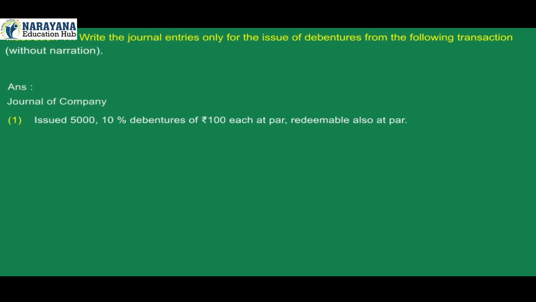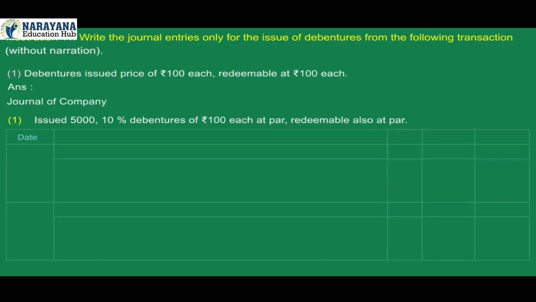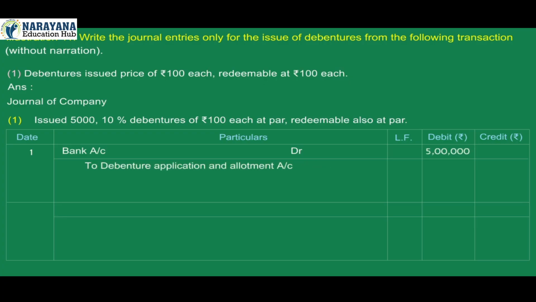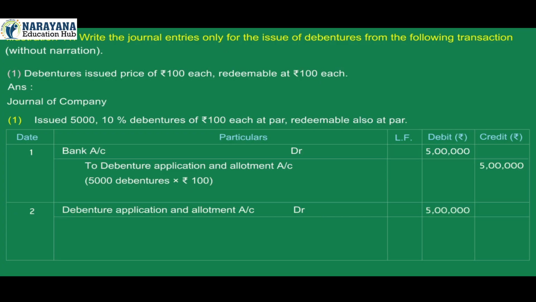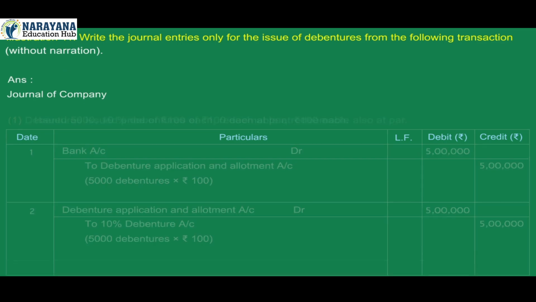Answer. Journal of Company. 1. Debentures issued at the price of ₹100 each, redeemable at ₹100 each. Date, particulars, ledger folio number, debit, credit. 1. Bank account debit, 5 lakh, to debenture application and allotment account credit, 5 lakh, 5,000 debentures into ₹100. 2. Debenture application and allotment account debit, 5 lakh, to 10% debenture account credit, 5 lakh, 5,000 debentures into ₹100.